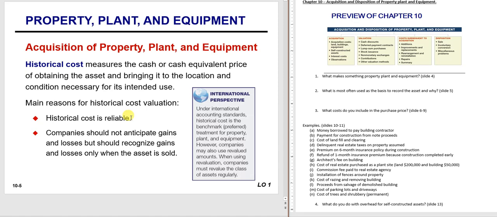So historical cost is what we currently use. We don't revalue assets to fair market value. One, it's pretty expensive to get, and two, it's really not that objective, like marketable securities we could revalue quite objectively.